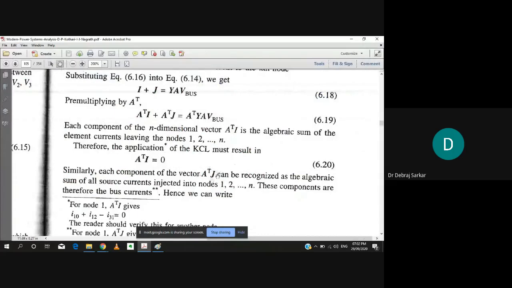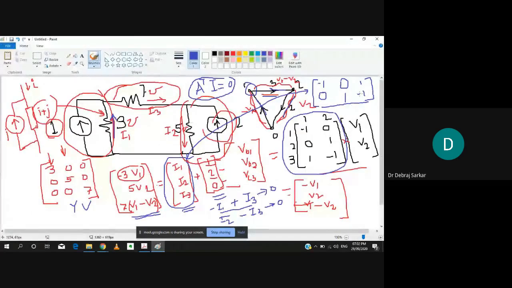What about J now? A transpose J. Multiply this A transpose with this J matrix. In order to understand, we will not use 1 and 2. We'll use J1 and J2. This current source we will mark as J1, and this current source we will mark as J2. So you will have this matrix J1, J2, and 0.